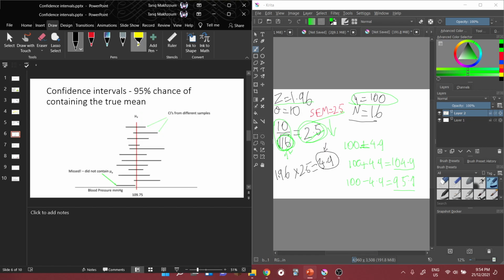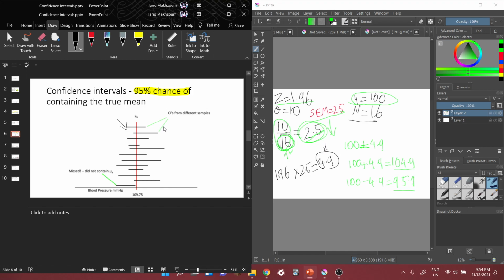And so this is a very important thing to bear in mind, that when you're dealing with confidence intervals, there is only a 95% chance that your confidence interval will actually contain the true mean. Now, what does this mean? Anyhow. So when you have a 95% confidence interval, there is a 95% chance that you'll have the true mean inside the confidence interval. So let's take a look at this graph.